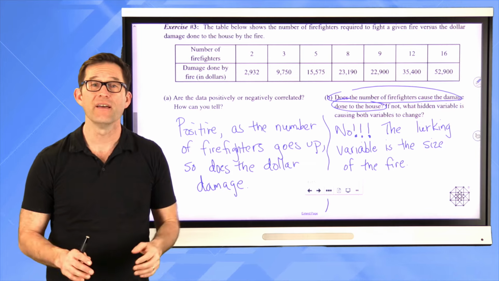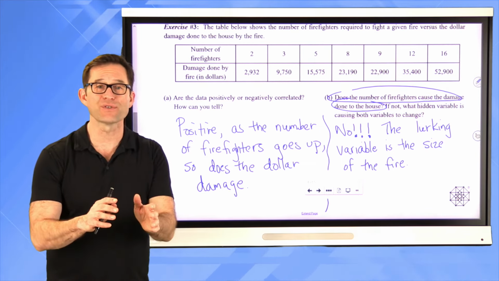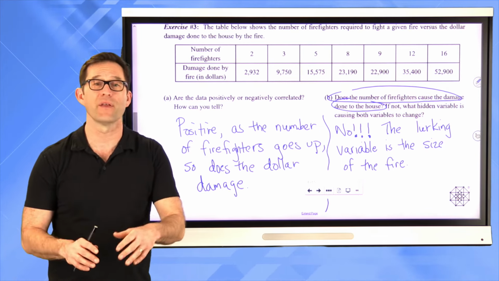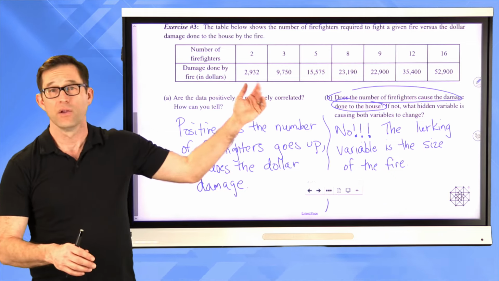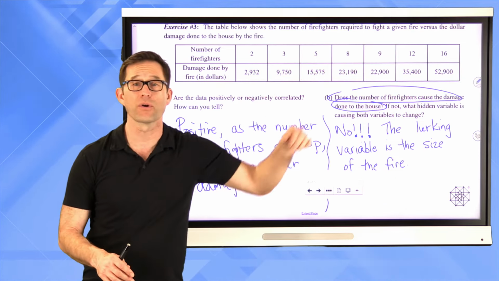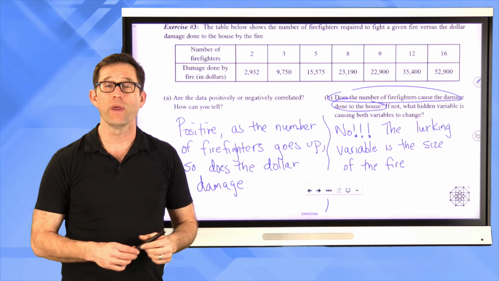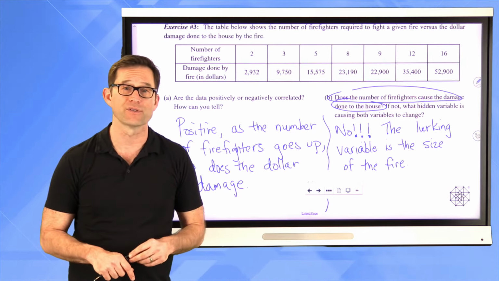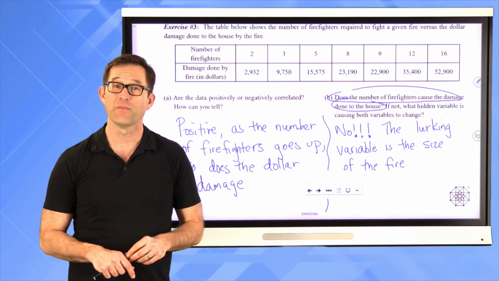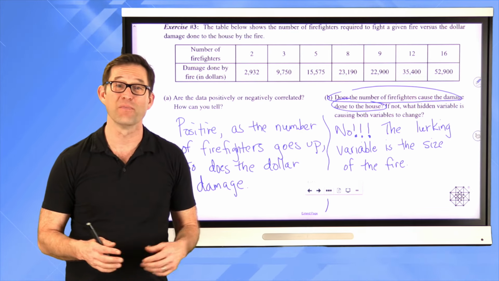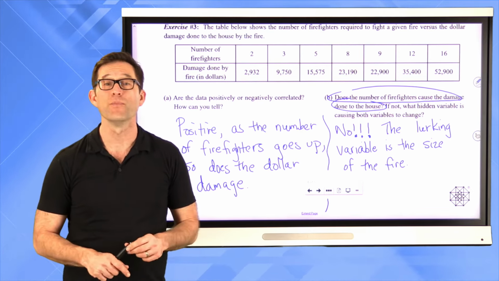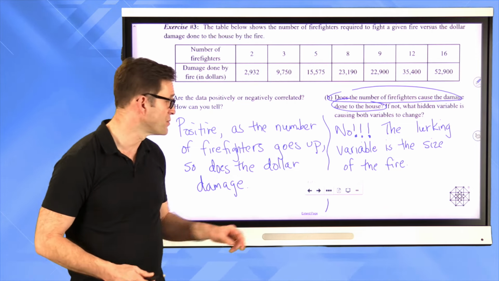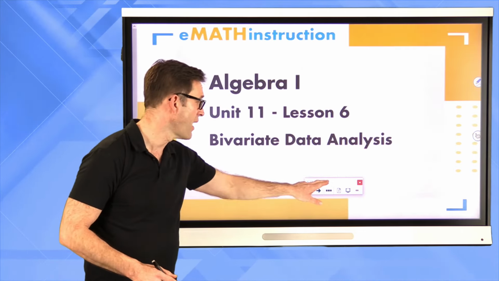And yet, people often confuse causation and correlation, and they'll say, oh, look, more firefighters, more damage. So, hey, if we don't want there to be very much damage, we just shouldn't have any firefighters go to that house. Well, that would be a disaster, right? Because then there'd be even more damage caused. So make sure that you understand this difference between correlation and causation.